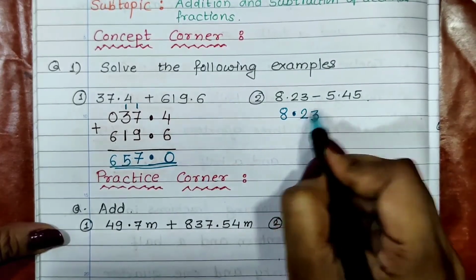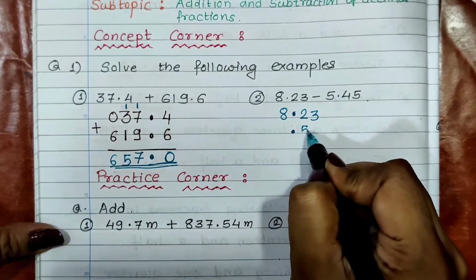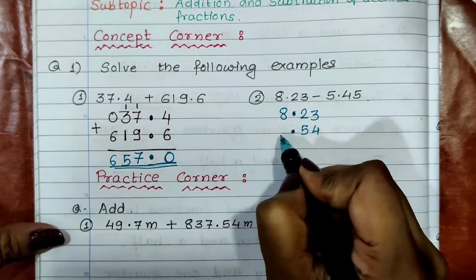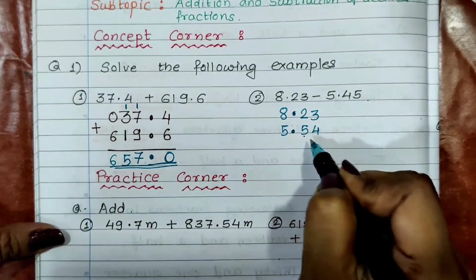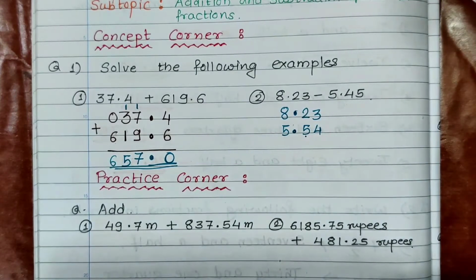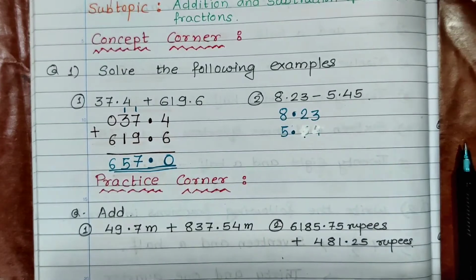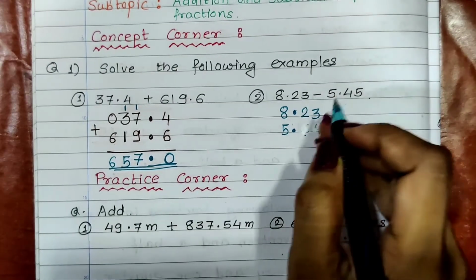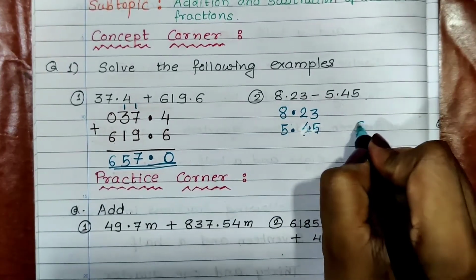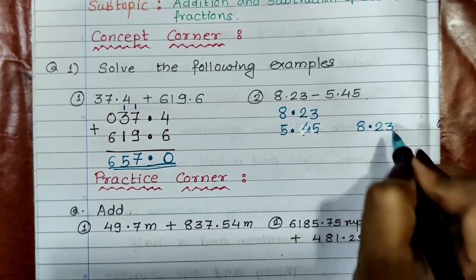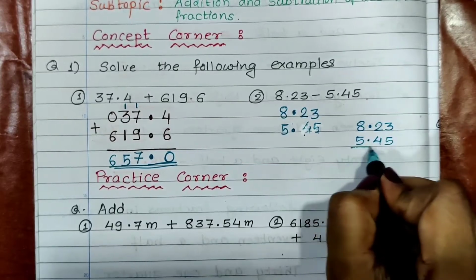Now let us solve this sum from subtraction. 8.23. Now see that while writing second number, point should come below point. Right hand side number should be written properly one below other. Left hand side number should be written properly on left hand side. Here it is not 54, it is 45. Let me make the correction. Okay, I write the numbers here again. 8.23 minus 5.45.